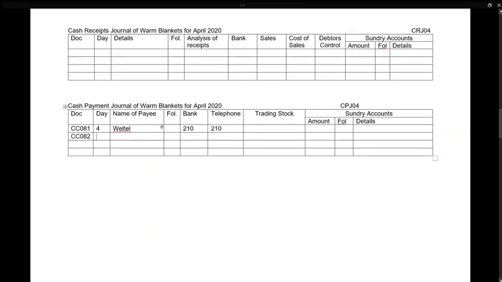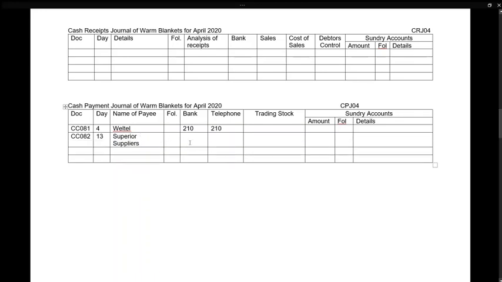Check counterfoil 082. This took place on the 13th, and we are paying money to Superior Supplies. Okay. The amount we are paying them will be the two amounts together, 8,340 Rand, of which 8,000 Rand was for trading stock and 340 Rand was for stationery.